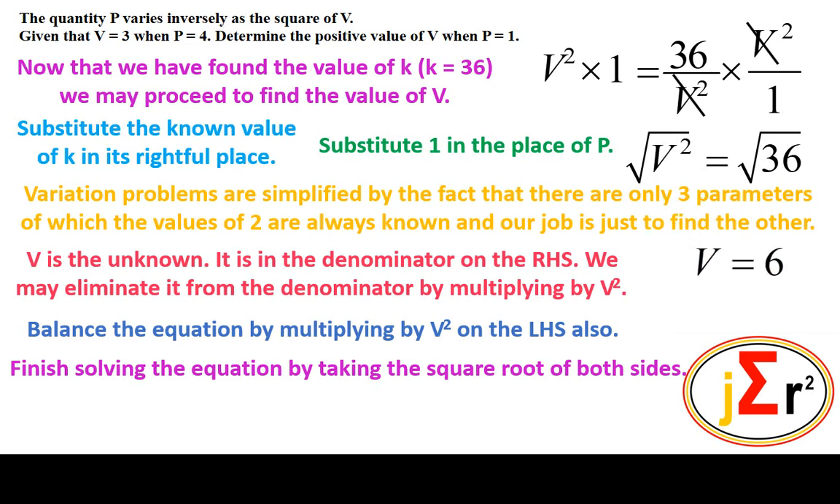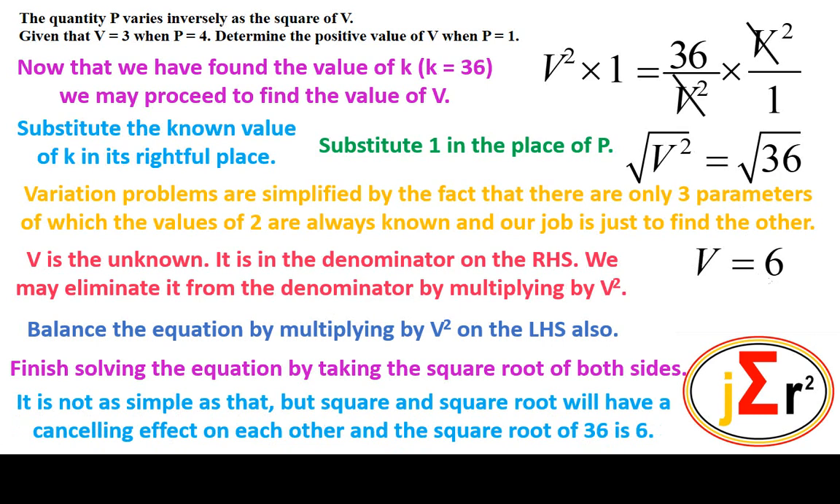So v is equal to 6. Of course, the square root of 36 is equal to 6. And if we do that, then we would have satisfied the requirements of the examiner. Reason being, the examiner said, determine the positive value of v. And we have a positive 6 for our answer. We need not go any further.